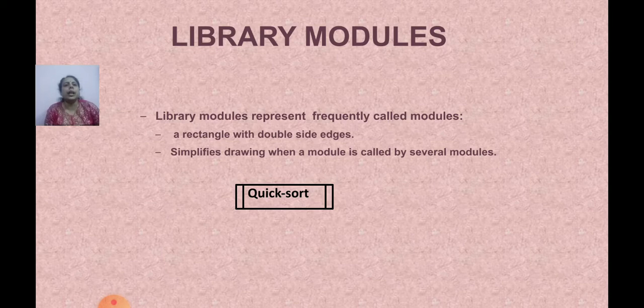Then next is the library module. A library module represents frequently called modules, drawn as a rectangle with double side edges. A rectangle with double sides is known as a library module, which is used to indicate a module that is frequently called, that is, when a module is called by several modules. When a module is called by many modules, it is known as a library module, and it is represented through a rectangle with double side edges.